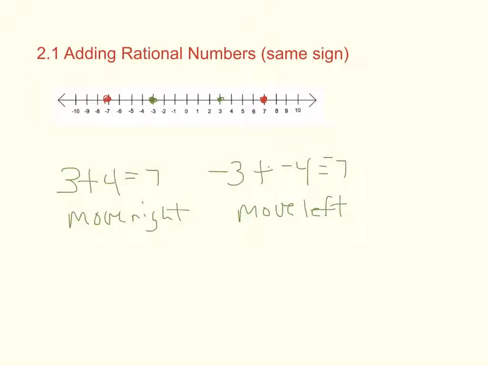Now that's all well and good, except for when we start dealing with bigger numbers, it's going to be kind of a hassle to make a number line, say, with the number 89 on it. So we've got to come up with a better way to do this. So we're going to set up a set of rules for adding numbers of the same sign.